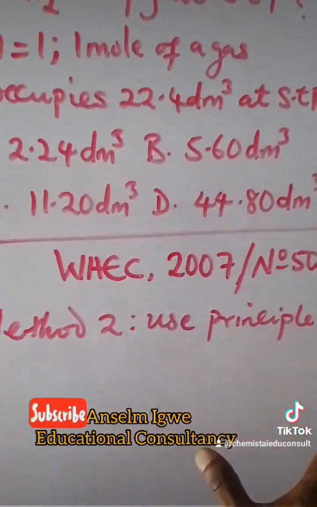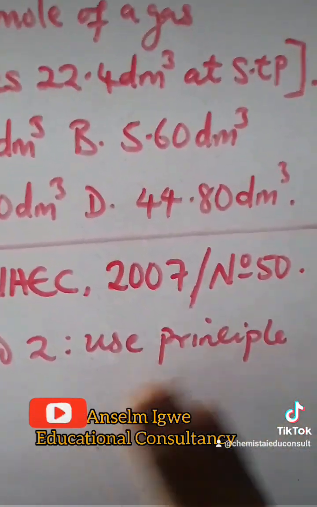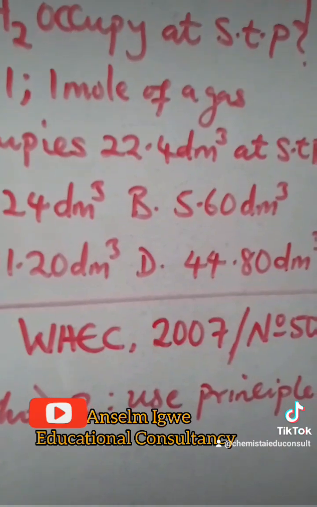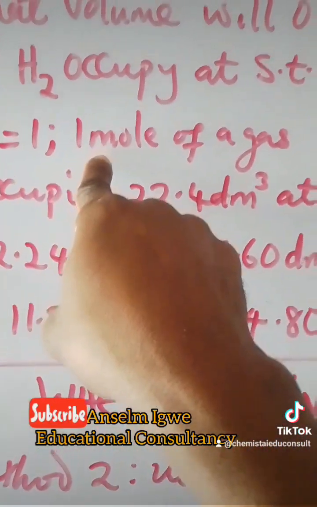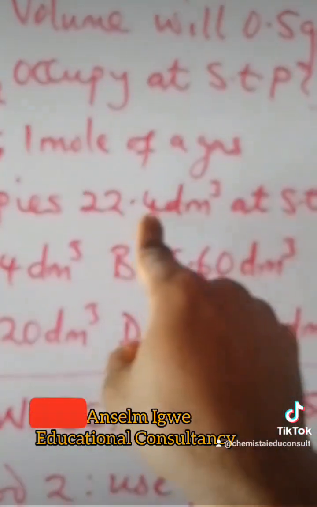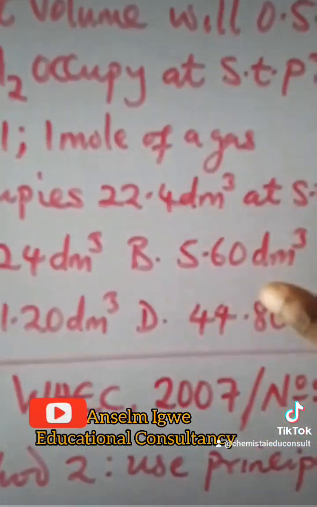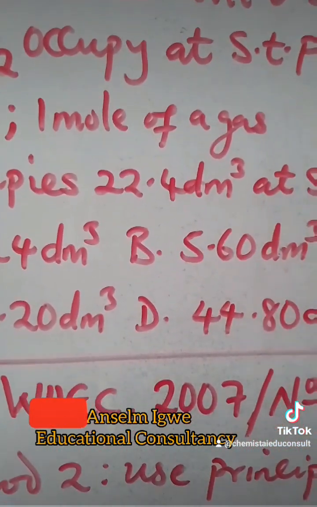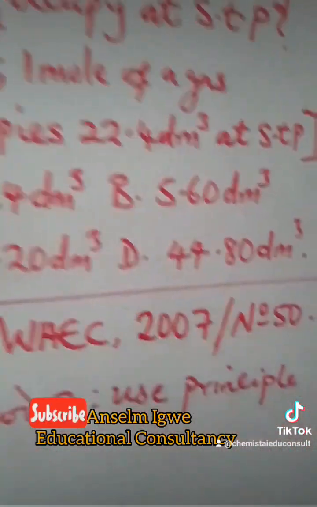Now, you can use another method, method 2. Use of principle. You use the principle to solve it. And what is the principle? Look at what was given: 1 mole of a gas occupies 22.4 dm cube at STP. This is an experimentally verifiable fact. It is known that 1 mole of any gas occupies this volume.